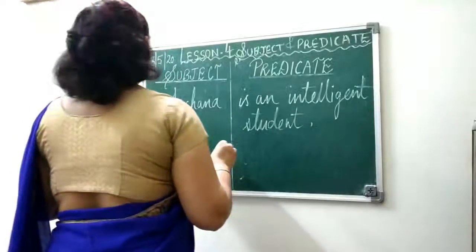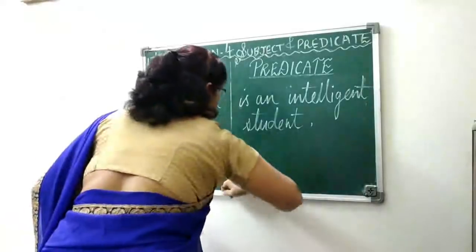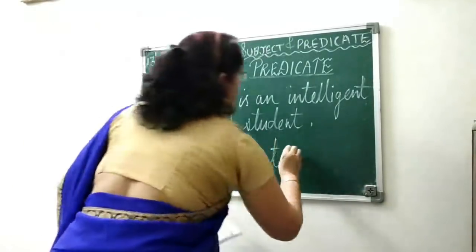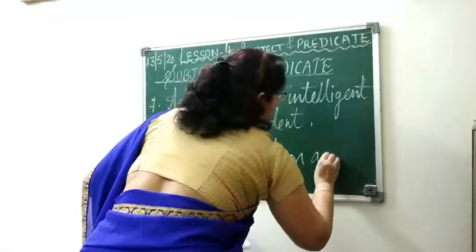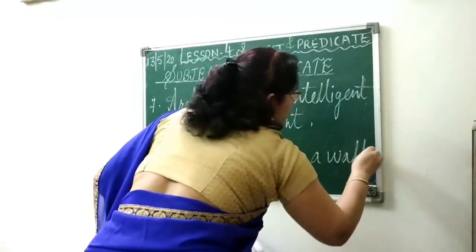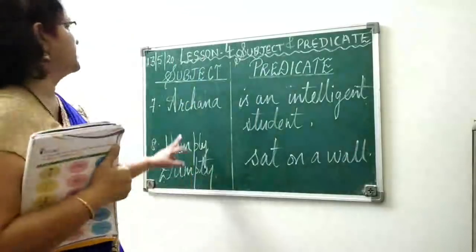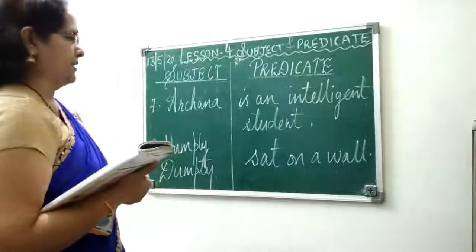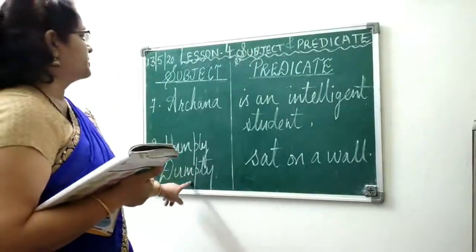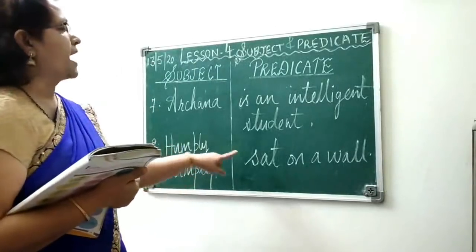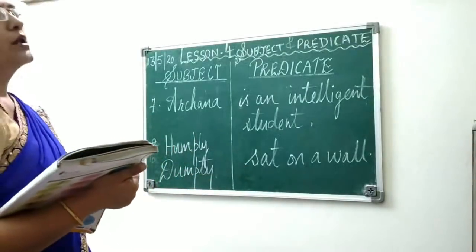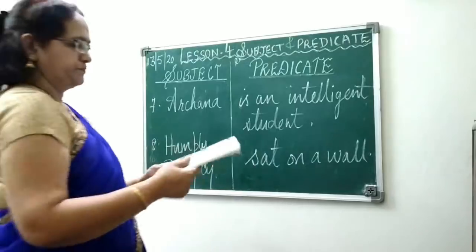Now, which one is the predicate? Yes, sat on a wall. This is the predicate, children. So, Humpty Dumpty is a subject and sat on a wall is a predicate. Means, Humpty Dumpty is a naming part and sat on a wall is a doing part. Now, let's see the ninth one.